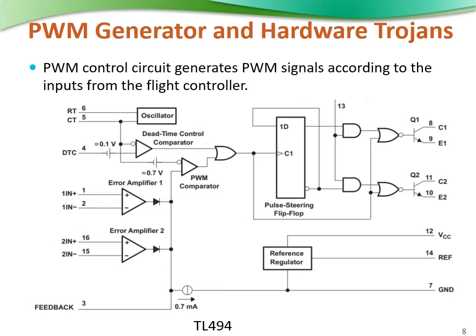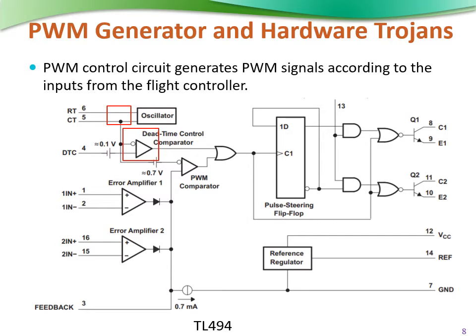Here we'll talk about the PWM control circuit and potential hardware Trojans. This circuit generates PWM signals according to the inputs from the flight controller. The figure that you see here is the TL494, a PWM control circuit on a single chip. As you can see, a change in RT and CT can change the frequency of the PWM signal, which will ultimately change the motor's speed.